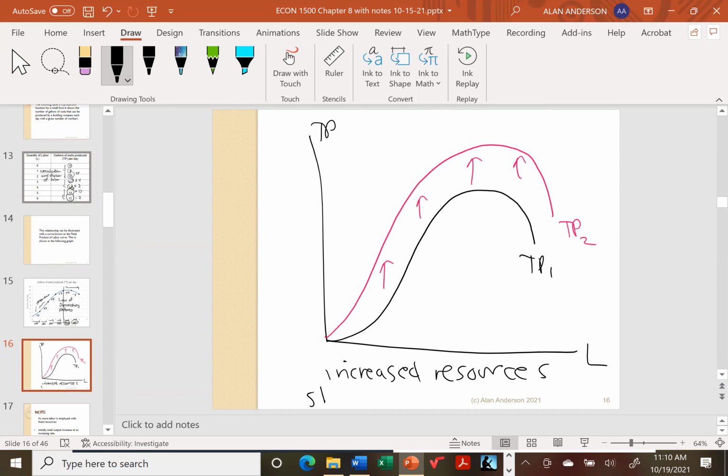Shift the curve to TP2. So it's the same situation, only we get more output for each quantity of labor.